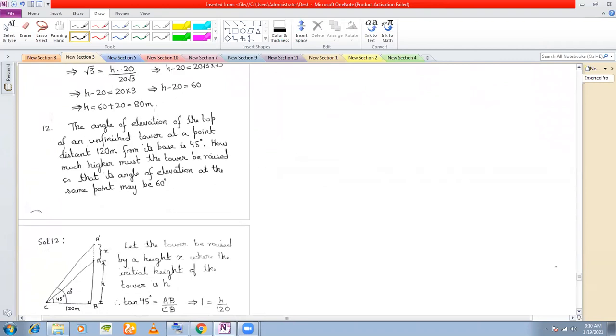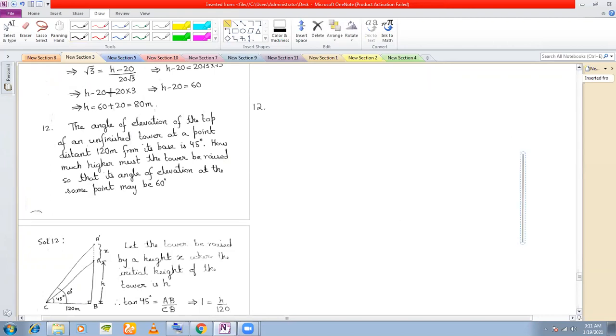Number 12. The question is: the angle of elevation of the top of an unfinished tower at a distance 120 meter from its base is 45 degree. How much higher must the tower be raised so that its angle of elevation at the same point may be 60 degree? Let us say this is my tower.